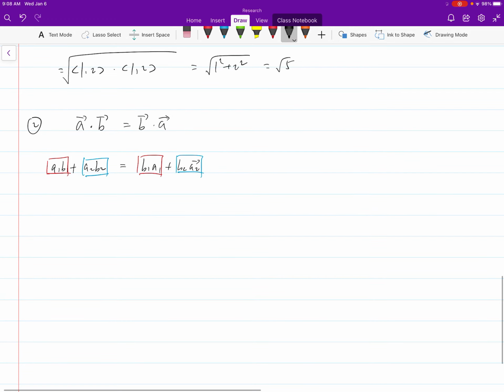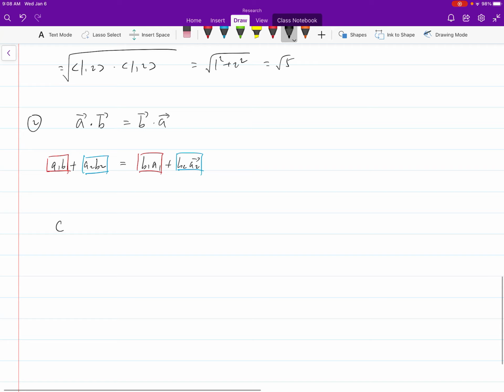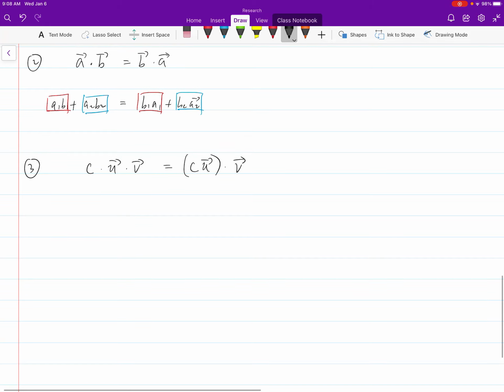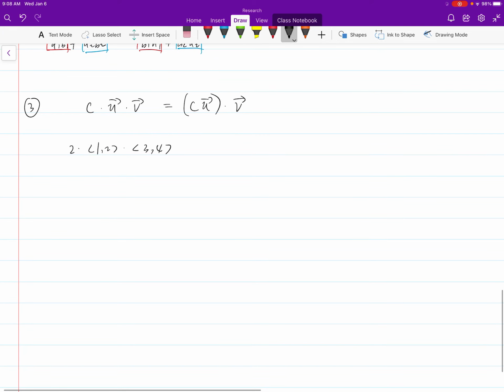Very nice property. Second, if you have a number, let's write them all out. You have a number times u dot v. It's equal to the number times u first, and then dot with v. What do you mean? It means if you have 2 times (1, 2), okay, dot (3, 4), you have several ways of computing it. The first way is you keep the 2, you do the dot product first, which is 1 times 3 plus 2 times 4, which is 11, and then 2 times 11, which is 22.